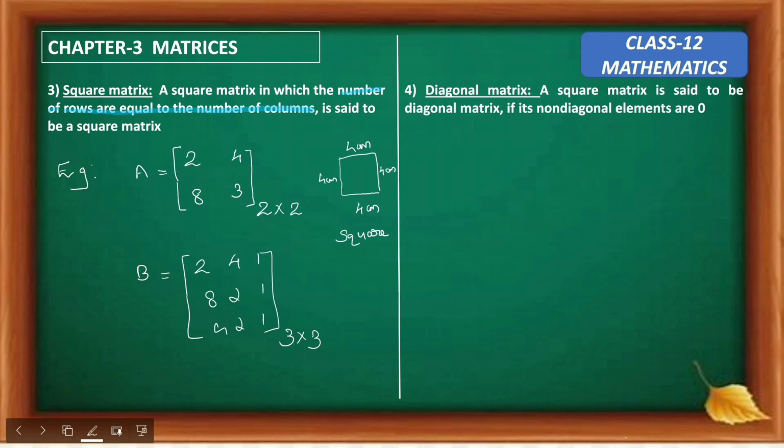The next type, a diagonal matrix. A square matrix is said to be a diagonal matrix if its non-diagonal elements are 0. In here, we will consider only square matrices. Example, A equal to 2, 0, 0, 0, 4, 0, 0, 0, 9.